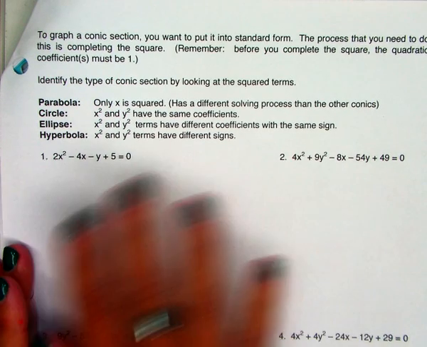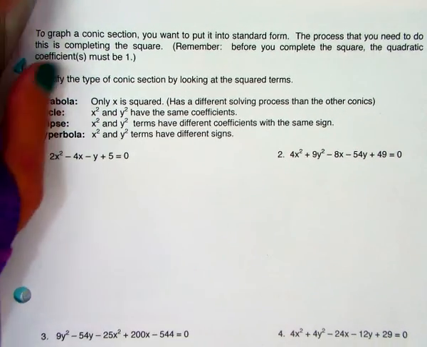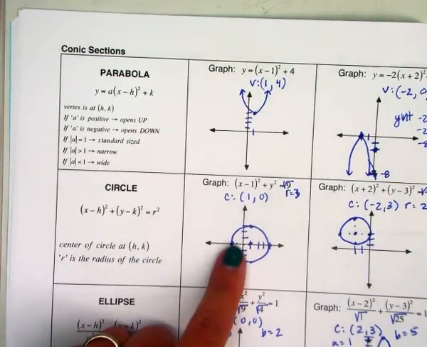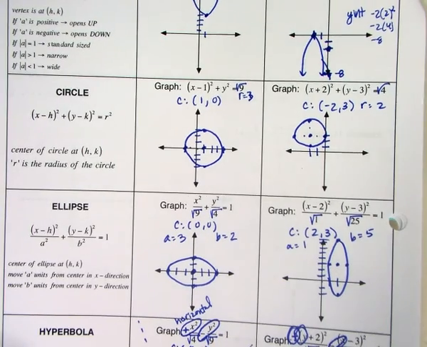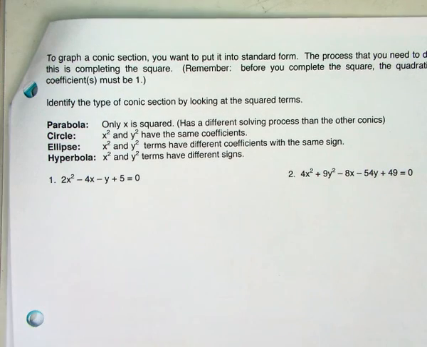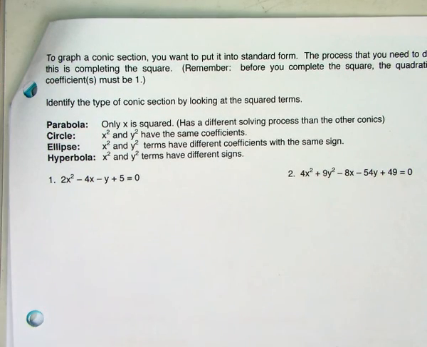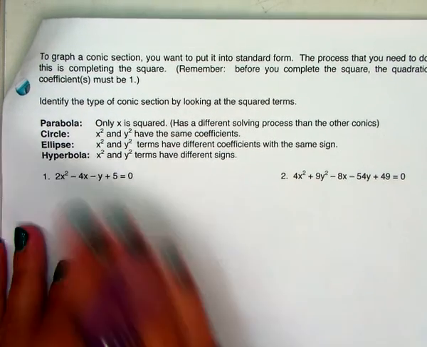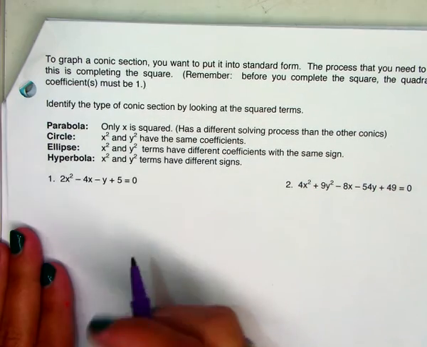So what we want to do is manipulate them and move them around so that they can be in the graphing form, like we just did on page 24, that makes it nice and easy to graph. The way to do this is to complete the square. The first thing you want to do is identify what the conic is first, so then you'll know what process to use for completing the square.